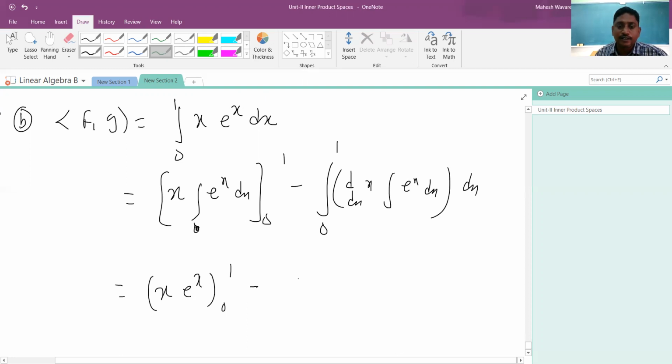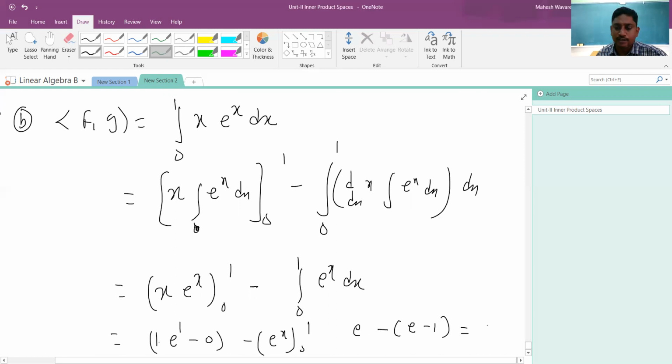And secondly, the integration of e to the power x from 0 to 1 is e to the power x. So finally it is 1 into e to the power 1 minus 0, minus e to the power x, put limits 0 and 1. So e minus e to the power 1 is e, and e to the power 0 is 1, so minus 1. So e gets cancelled, and the answer is 1 finally.